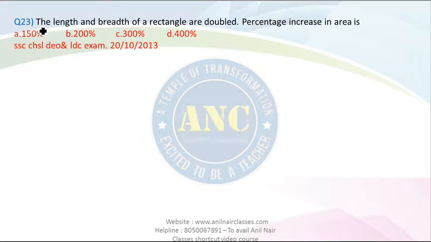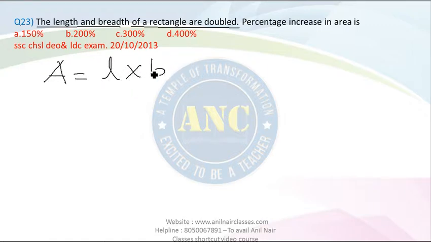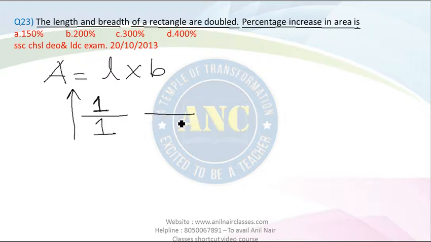Next question. The length and breadth of a rectangle are doubled. Area of a rectangle is given by length into breadth. Percentage increase in area is how much? Suppose my initial length is 1, then my length should be double of 1. Double of 1 is 2. That means I should increase by 1 more, because from 1 there is an increase of 1. Final length becomes 2. Similarly, if my initial breadth is 1, final breadth also should be 2. That means I should increase by 1 more.